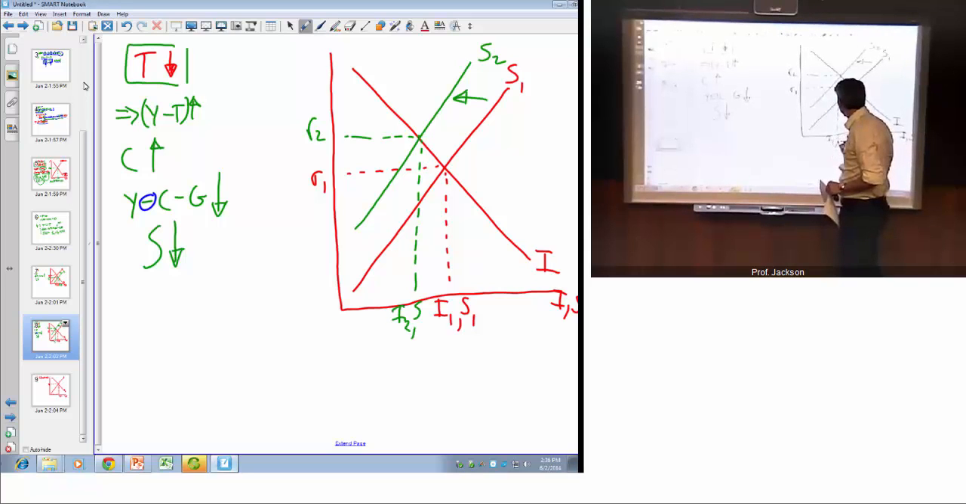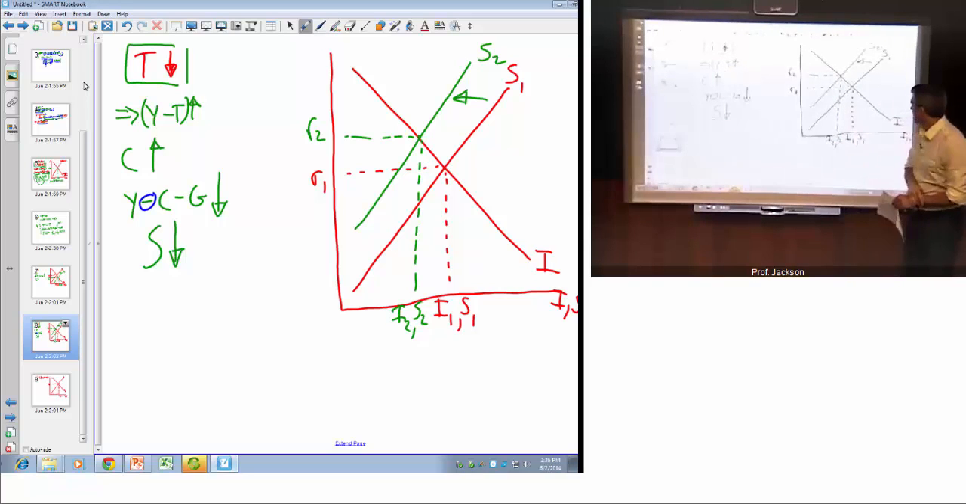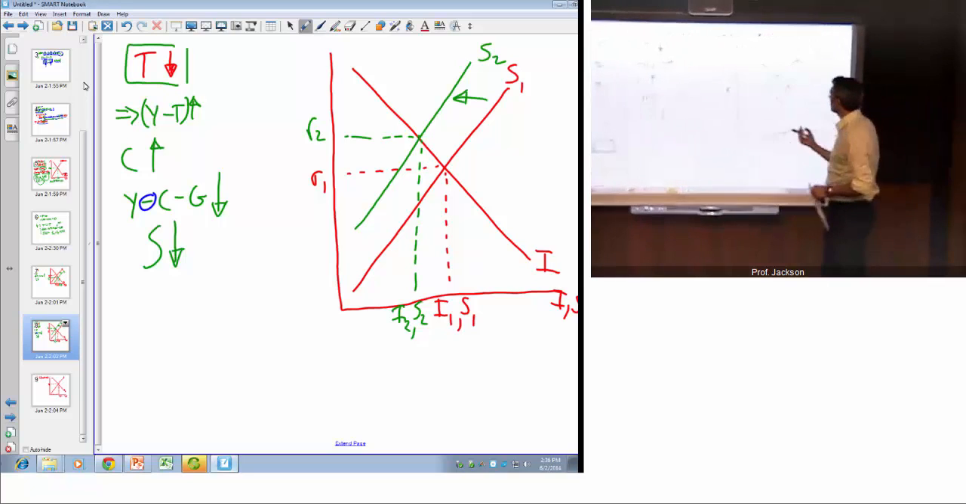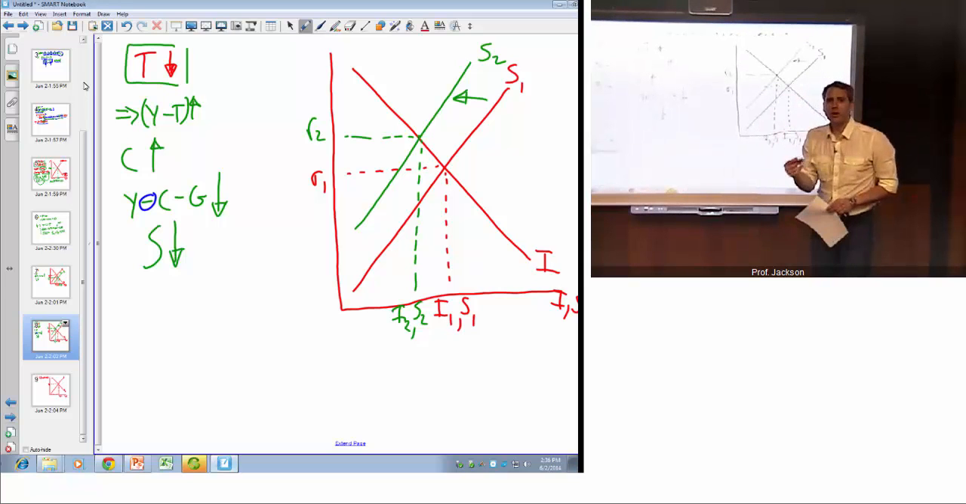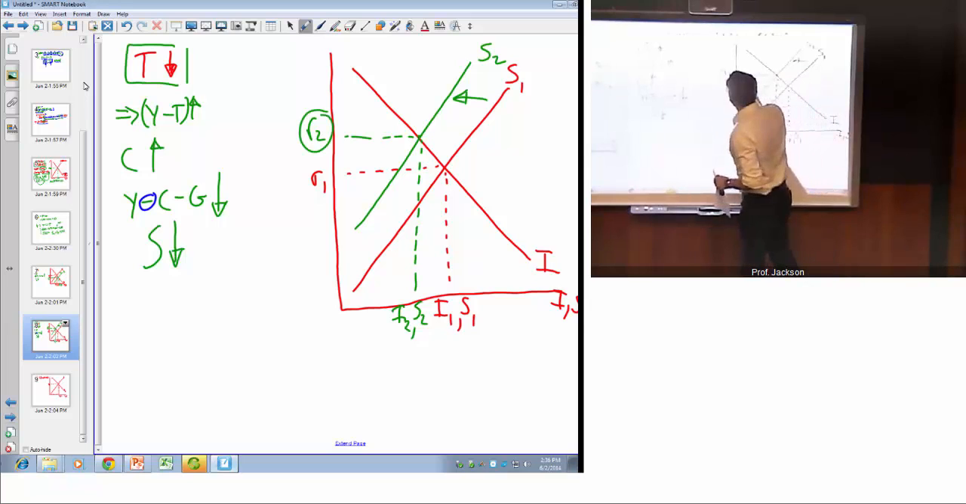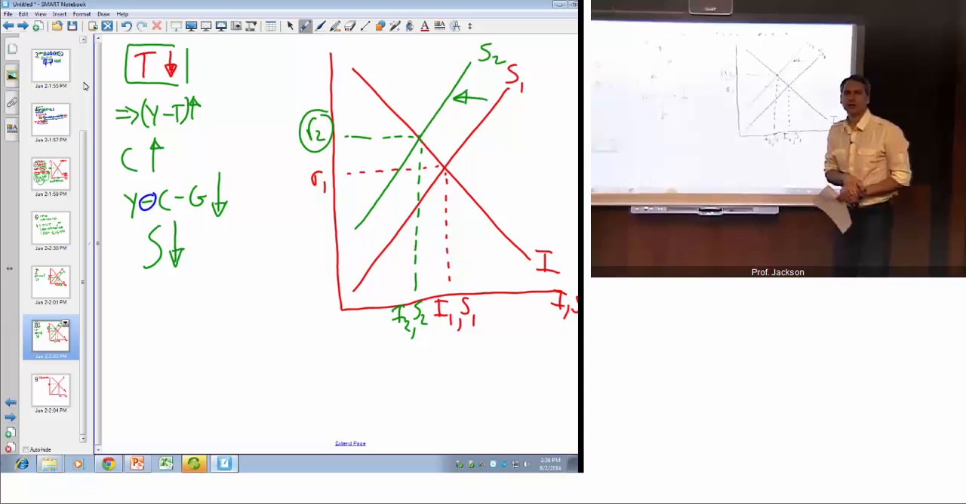And as a result, less saving and investment in the economy. Now, this is an important lesson to understand. Here, we had a fiscal policy effect which resulted in a higher long-run equilibrium real interest rate, right?